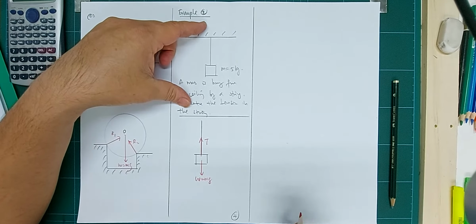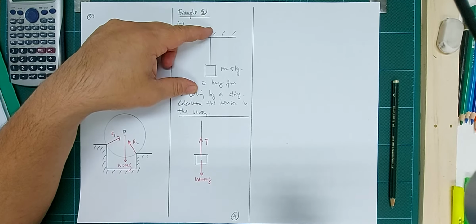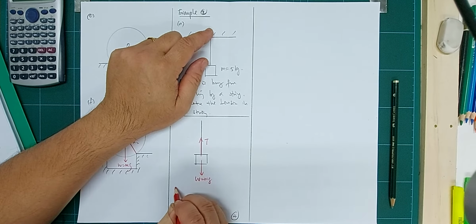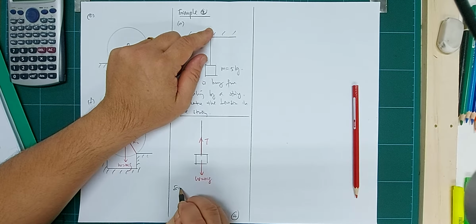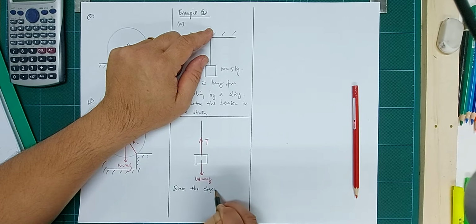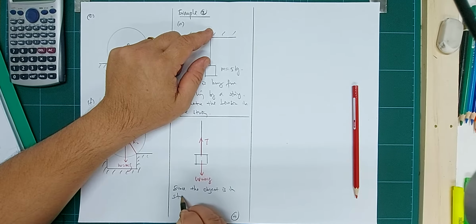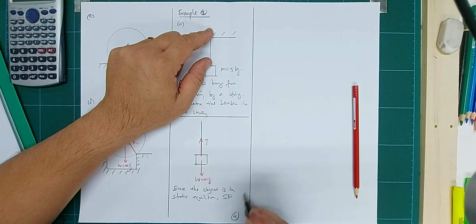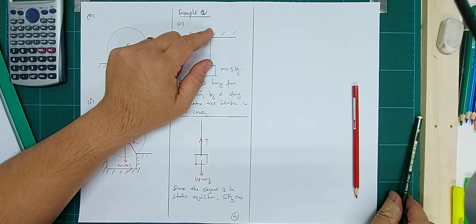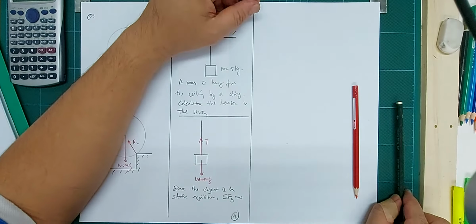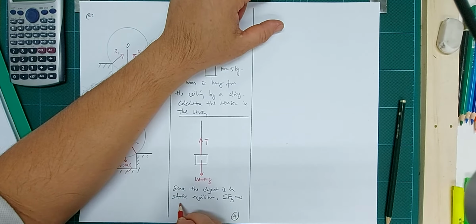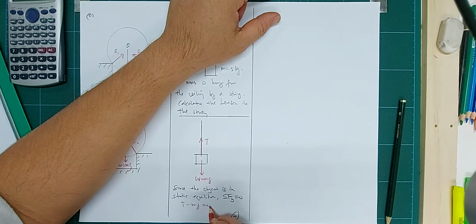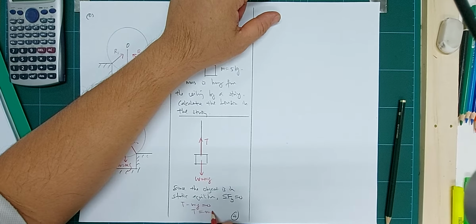Now how do we solve this? First we have to apply the condition. Because the object is in static equilibrium, the total vertical force is equal to 0. So that means T, because going up is positive, minus mg is equal to 0. So your T is equal to mg.